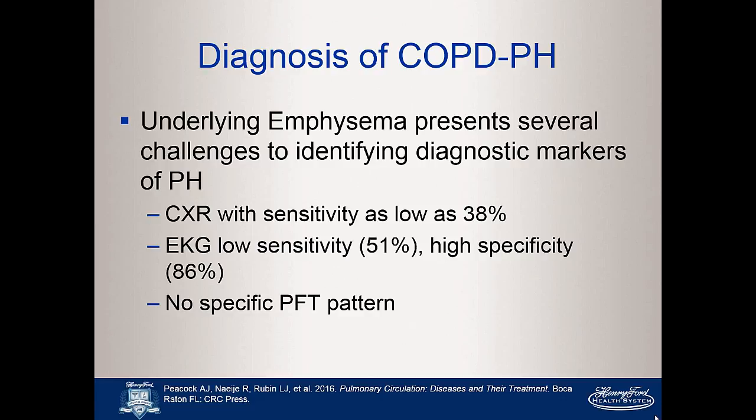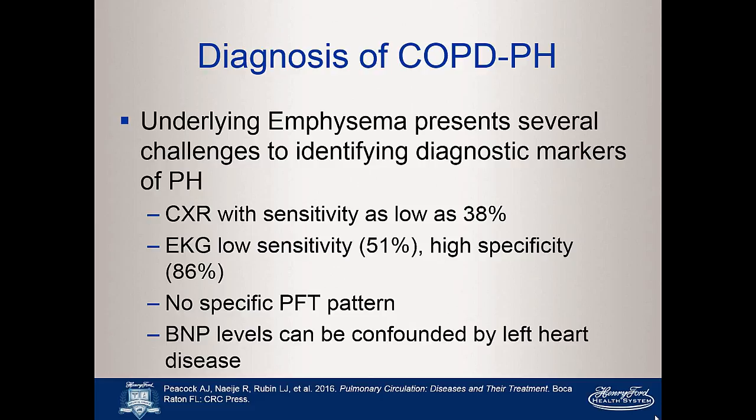There's no specific PFT pattern that we can pick out because, as we talked about, it seems like the patients with the worst PH exhibit their own phenotype. And BNP levels can be confounded by left heart disease. So the patients that had the highest PA pressures, we found that 16 versus 11 actually had left-sided heart disease.